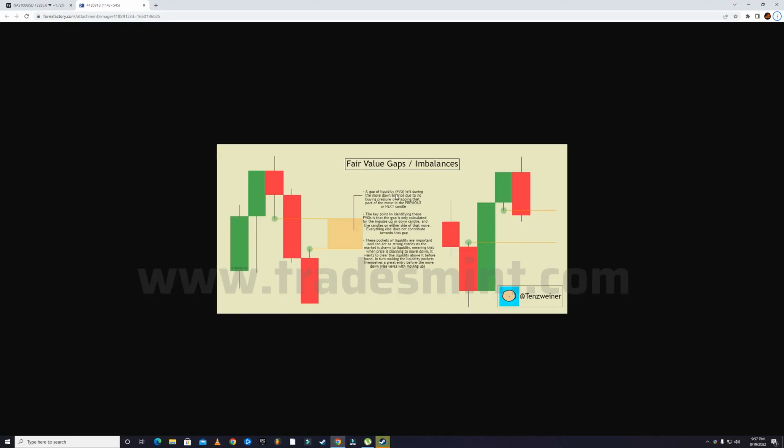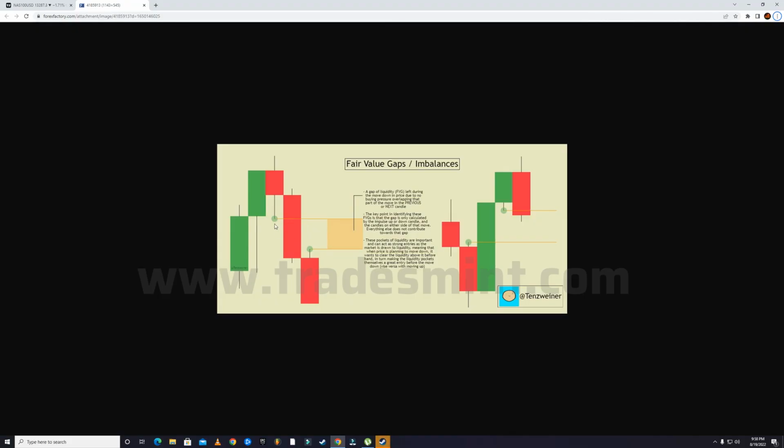Okay, so a gap of liquidity left during the move down in price due to new buying pressure overlapping that part of the move in the previous or next candle. So basically, what is fair value gap? Is the space between the three candles, all right? So this is the one candle, second candle, and third candle. So as you can see from the left side, from this low and the third candle to the right, this high, there's this gap, all right? There's nothing around this level, all right? So this is considered to be imbalance.